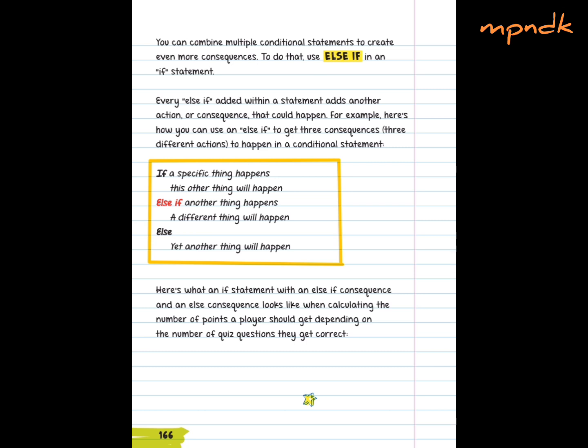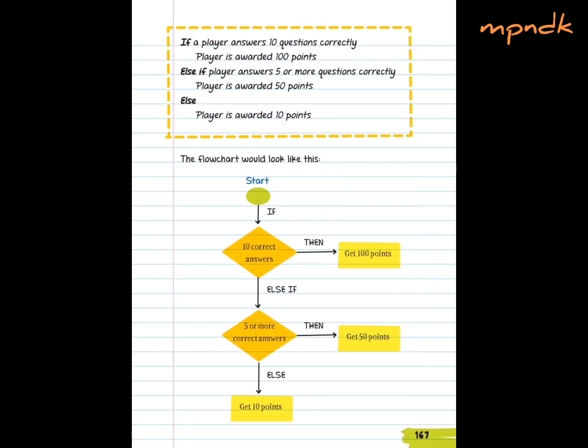Here's what an if statement with an else if consequence and an else consequence looks like when calculating the number of points a player should get depending on the number of quiz questions they get correct. If a player answers 10 questions correctly, the player is awarded 100 points. Else if the player answers 5 or more questions correctly, the player is awarded 50 points. Else the player is awarded 10 points. The flowchart will look like this.